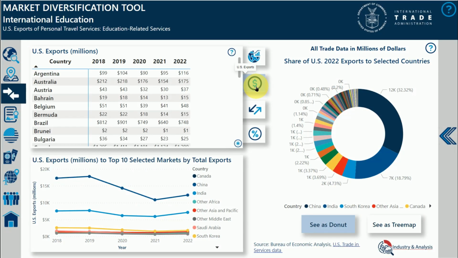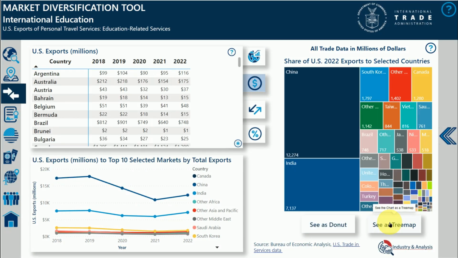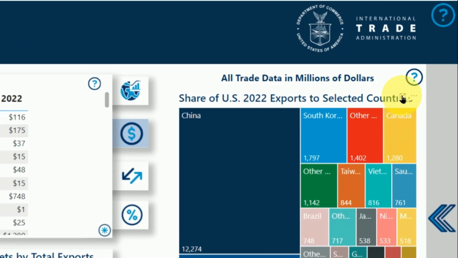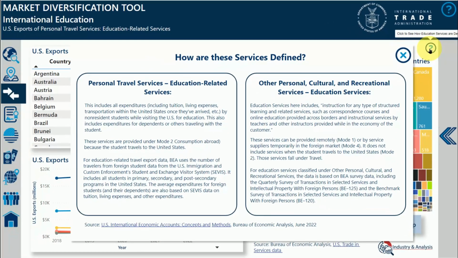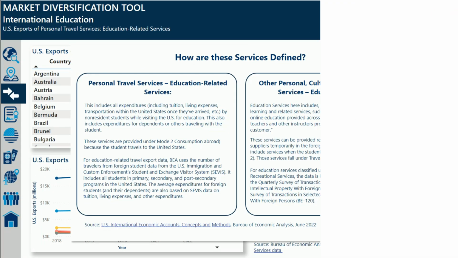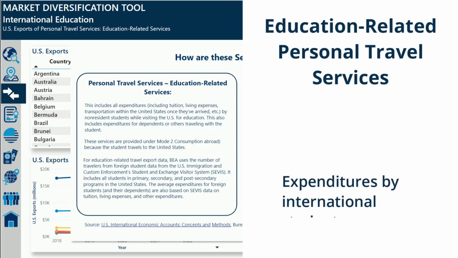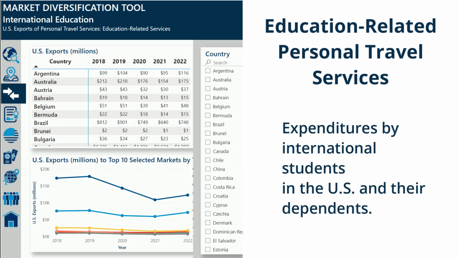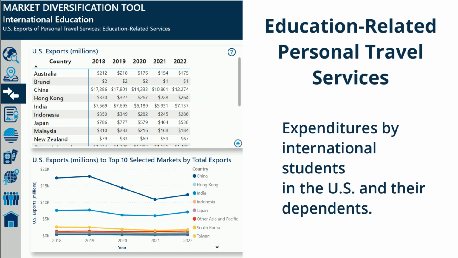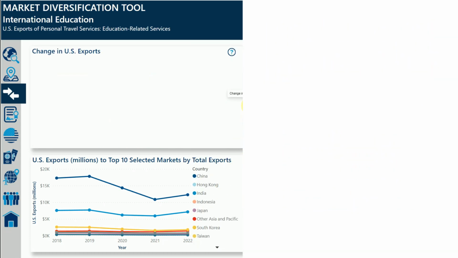On each of these pages, education services are classified into 2 categories. You can see the definitions by clicking the question mark icon here. The first category falls under personal travel services. This includes all the expenditures by students who travel to the United States to study and their dependents. This includes things like tuition, living expenses, and transportation within the United States.